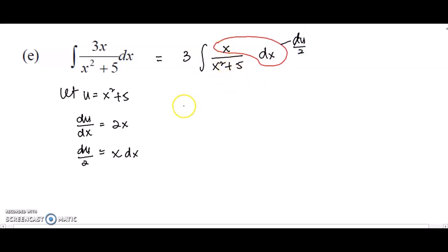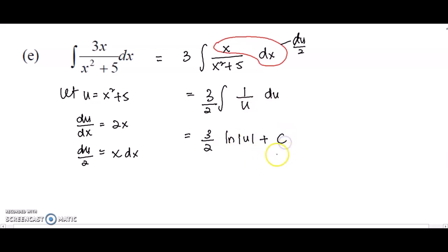And 1 over x squared plus 5 is going to be replaced by 1 over u. So everything can be written down in terms of u now. You have 1 over u, du over 2. Again, the 2 I bring out as a coefficient. So we get 3 over 2 outside. And integrate 1 over u with respect to u. Definitely you will get log u plus c. And finally, you need to replace back the u as x squared plus 5. That's it.